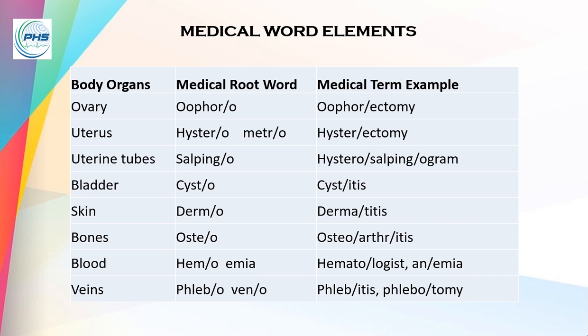Next, blood. The medical root word is heme, and there's also a suffix known as emia. The word examples are hematologist and anemia. A hematologist is a physician who specializes in diagnosing and treating diseases of the blood.